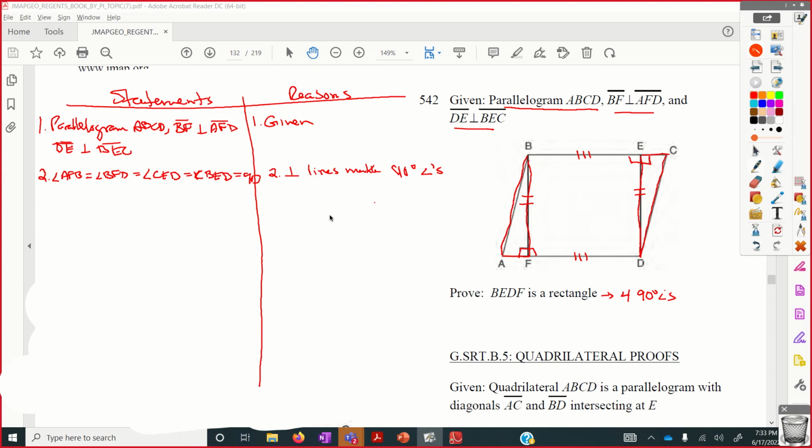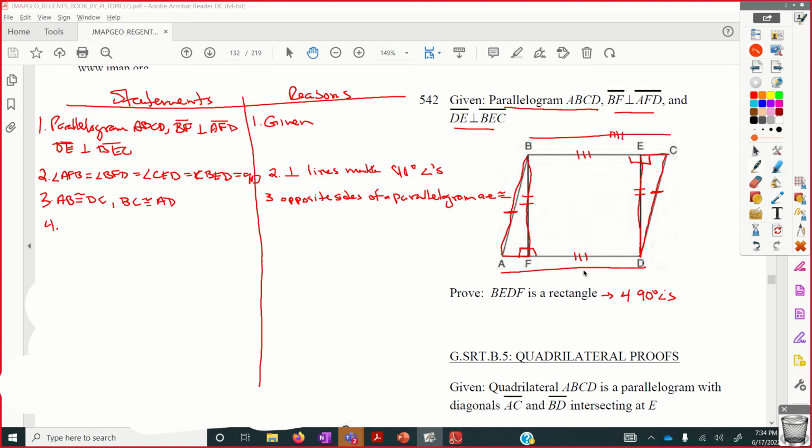Okay, that's the first part. Second part, we need to make sure we say that the outsides here are equal. So we're going to say, for three, AB is congruent to BC, and then BC is congruent to AD. Opposite sides of a parallelogram are congruent. Now we have this side equal to this side, and we have this huge line right here equal to this big line down there.